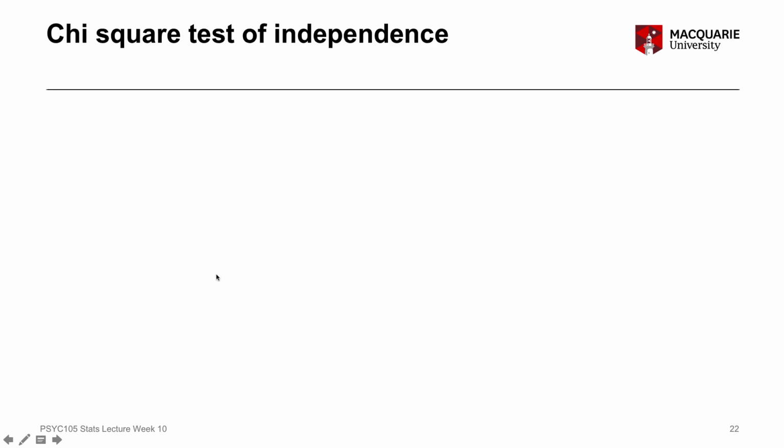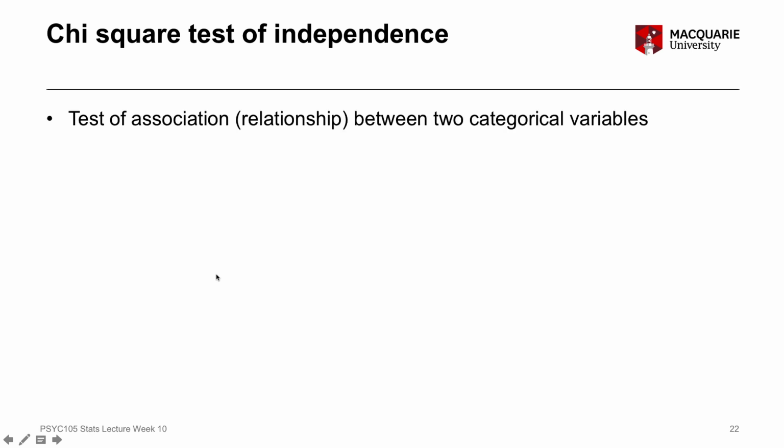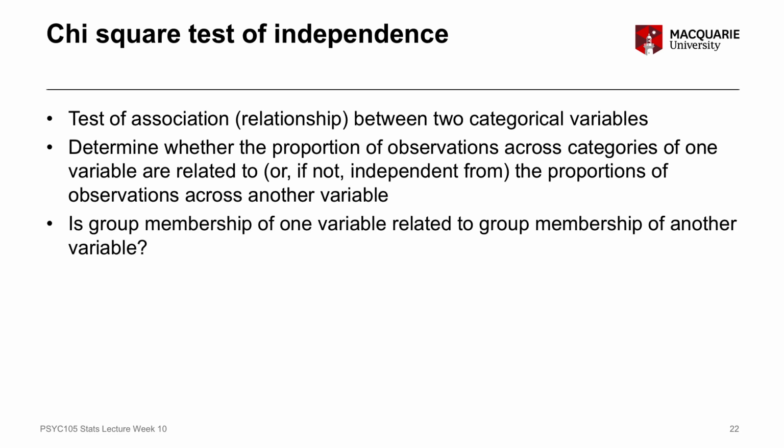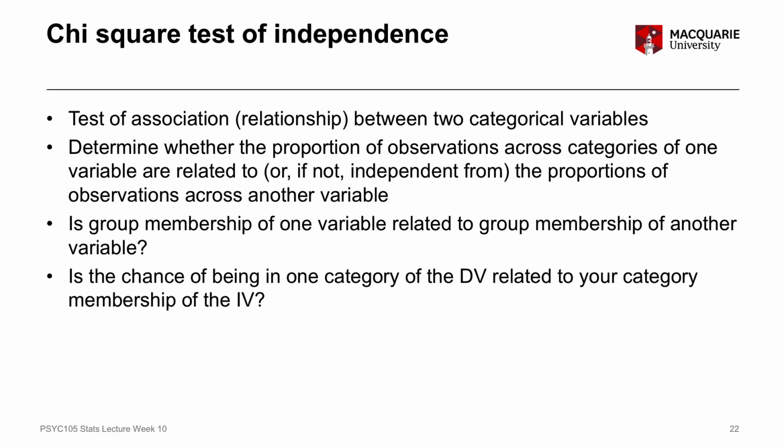So moving on to our chi-square test of independence more formally. As I said before, what it's doing is testing the association or the relationship between two categorical variables. And it's trying to see whether the proportion of observations across the categories of one variable is related to the proportion of observations across another variable. So whether group membership of one variable is related to group membership of another variable, whether the category that you're in on one variable relates to or predicts the category that you're in on the other variable. So if the chance of being in one category of the DV is related to your category membership of the independent variable.